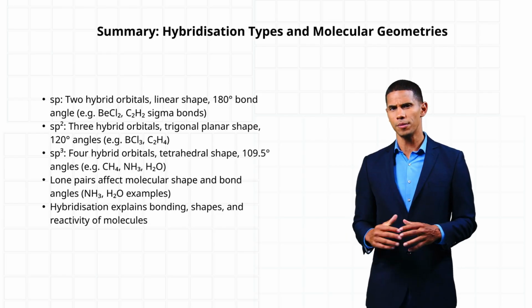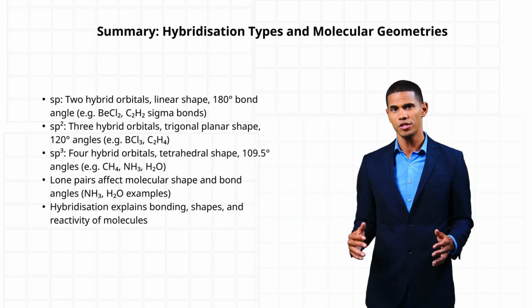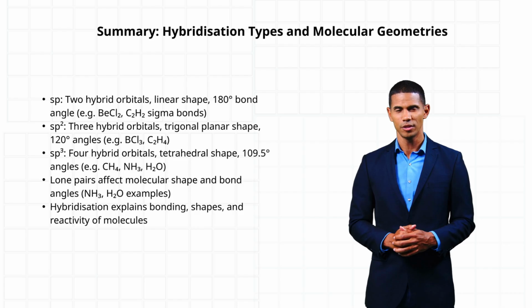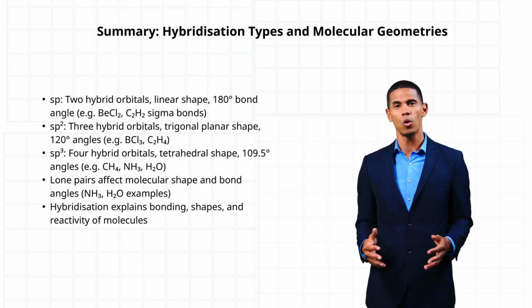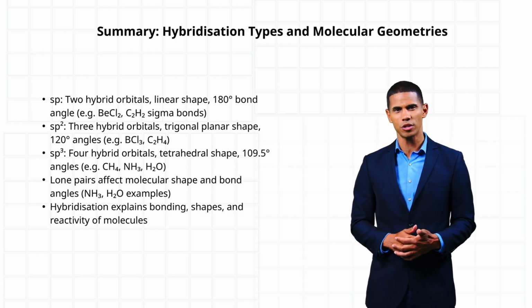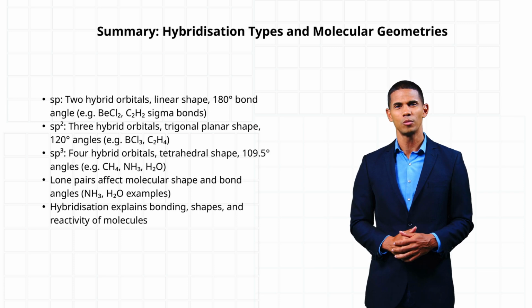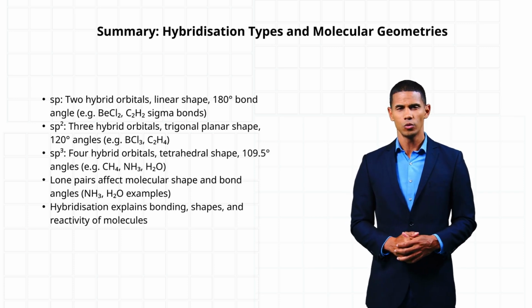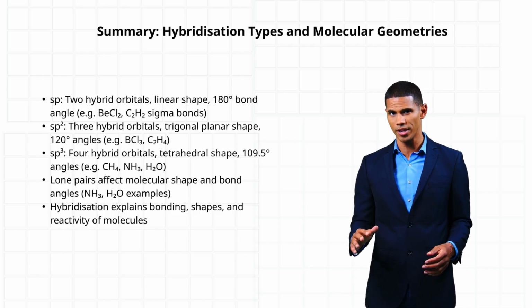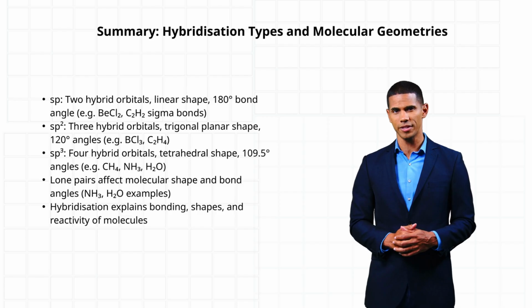As we conclude our lesson, let's summarize the key points about hybridization types and their molecular geometries. First, sp hybridization involves mixing one s and one p orbital to form two hybrid orbitals. Molecules like beryllium chloride and the sigma bonds in ethyne have linear geometry with bond angles of 180 degrees. Next, sp2 hybridization mixes one s and two p orbitals, forming three hybrid orbitals with trigonal planar geometry. Examples include boron trichloride and ethene, featuring bond angles of 120 degrees.